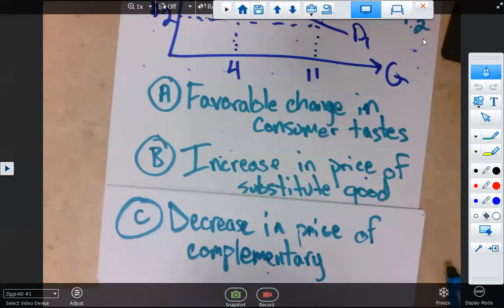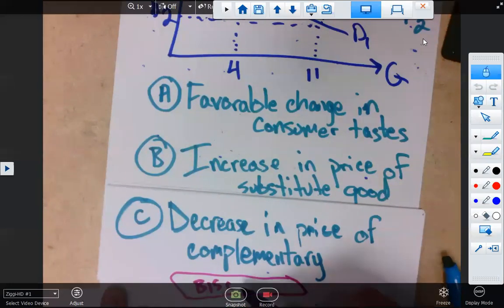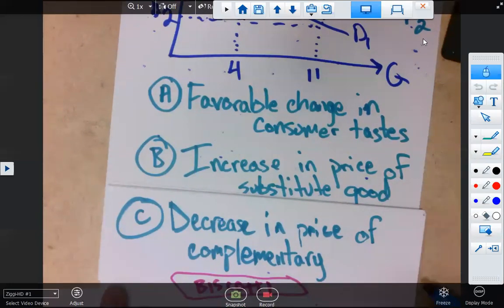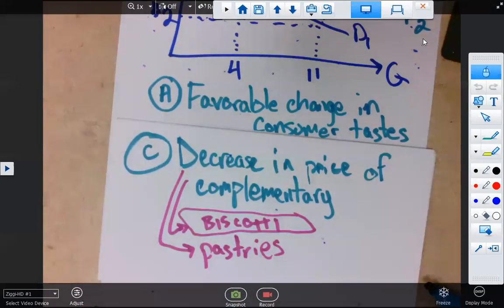So this would be more like biscottis. They don't really have them anymore, but for a while they were everywhere when you got coffee. You guys remember that? They were these long bread-like things that were really crunchy. It was an Italian thing, biscottis. But you could also think of pastries.